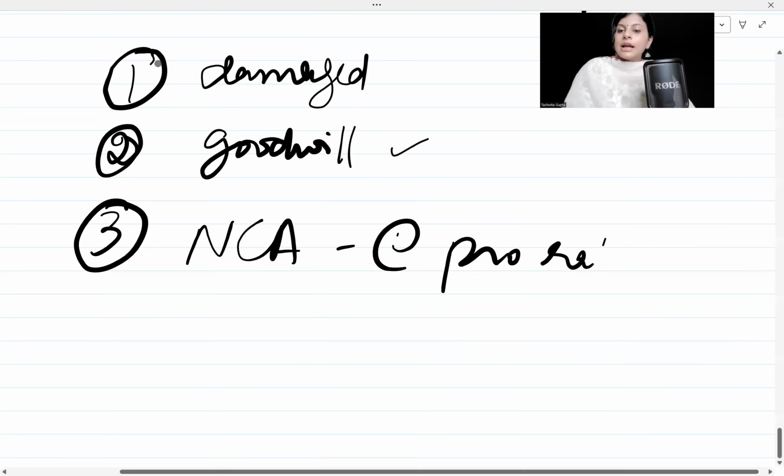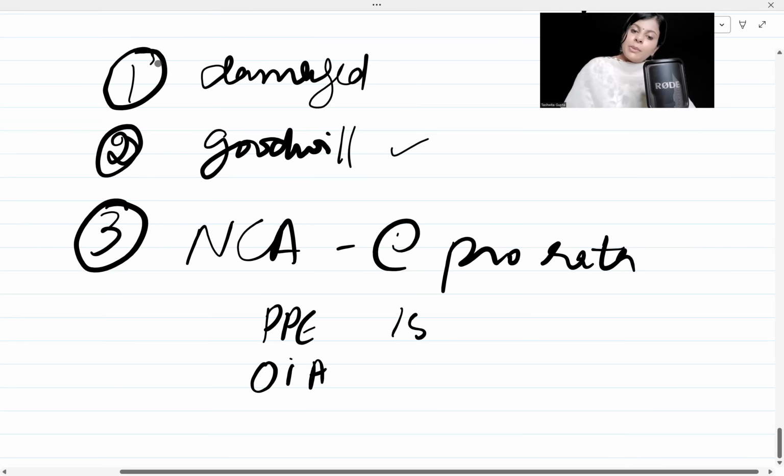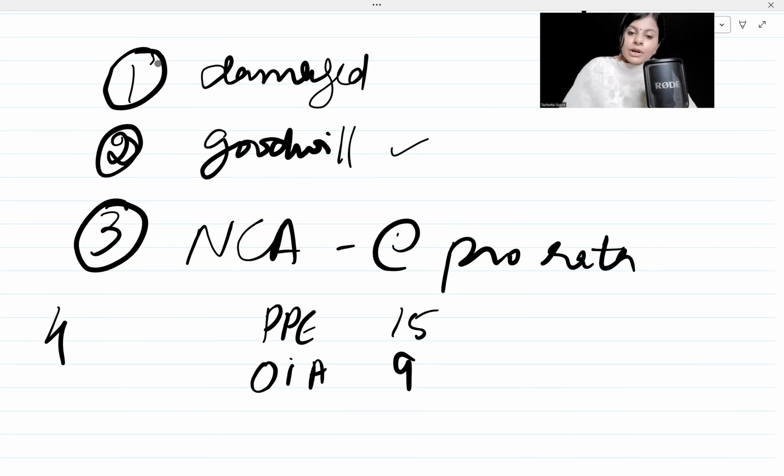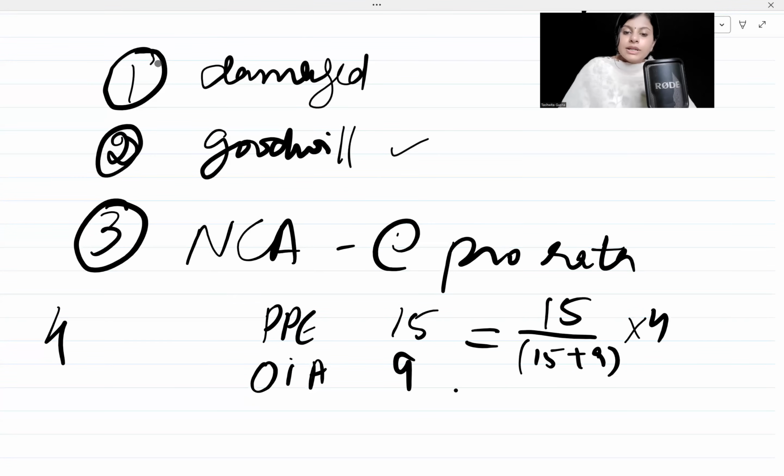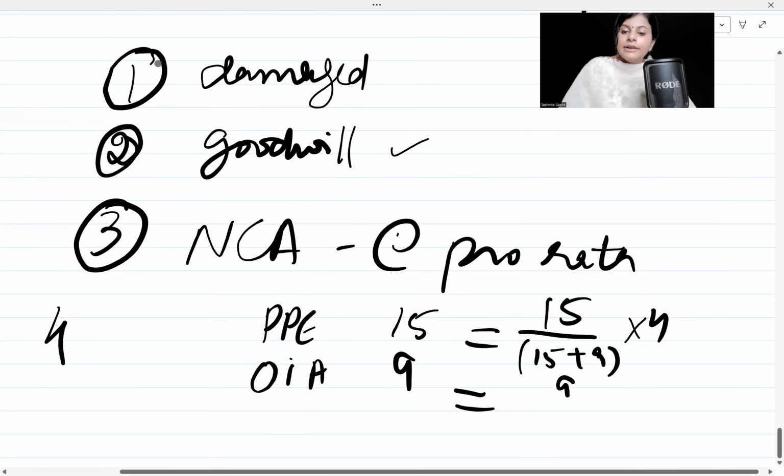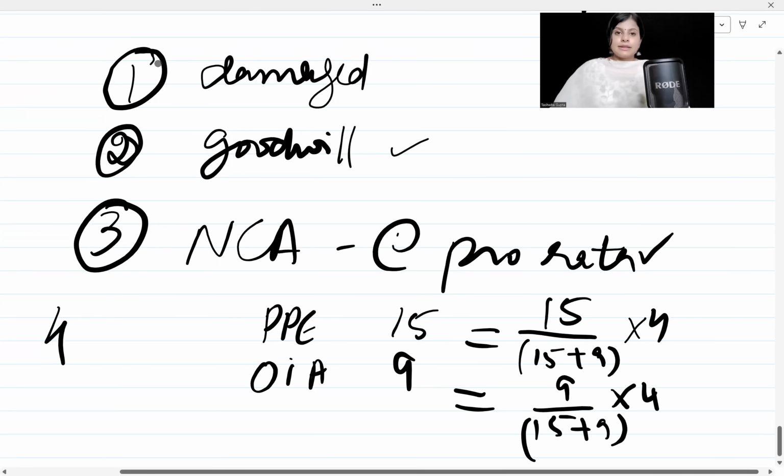Okay. That means I am going to weigh. For example, the remaining two assets are PPE and other intangible assets. So you have 15 million for PPE, 9 million for other intangible assets, and the unallocated impairment balance is 4. So you will say, how much will be allocated to PPE? 15 divided by 15 plus 9, into 4. And how much is allocated to other intangible assets? 9 divided by 15 plus 9, into 4. Right? So this is what I mean by pro rata basis.